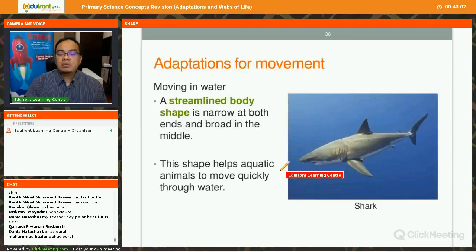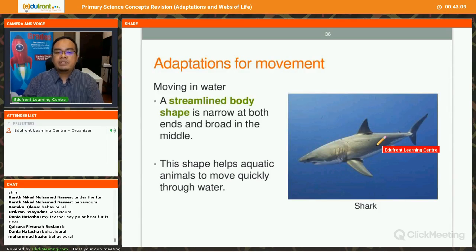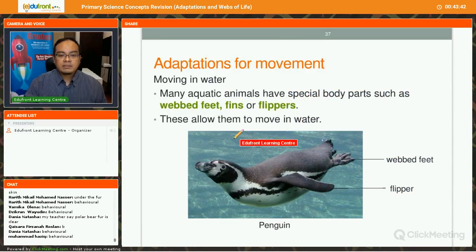And most fishes, like the shark here, have a streamlined body. Why do they have a streamlined body? So that they are able to swim very quickly in water. Why do they need to swim very quickly in water? Number one, so that they can escape from their predators. Or number two, they can find and eat the prey very quickly. This shape helps aquatic animals to move quickly through water.